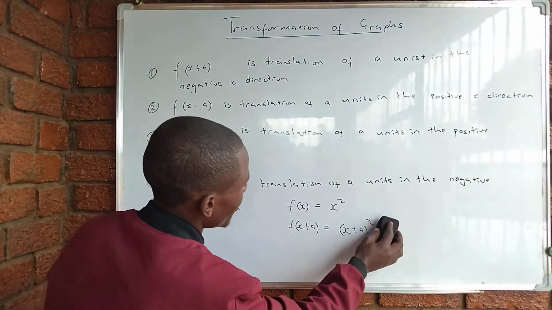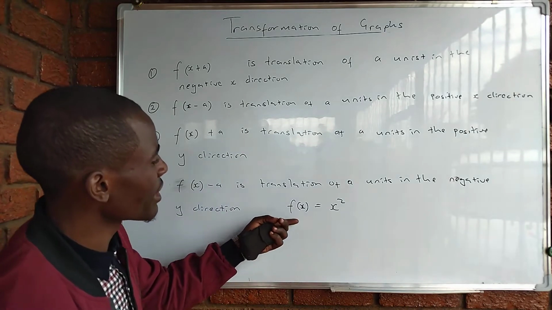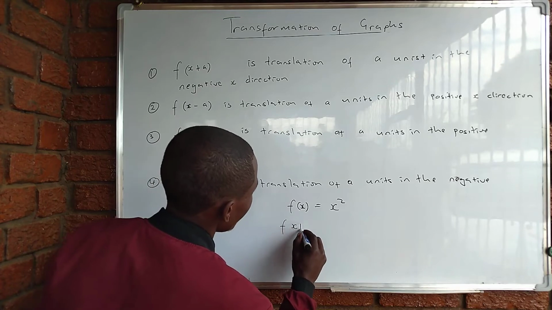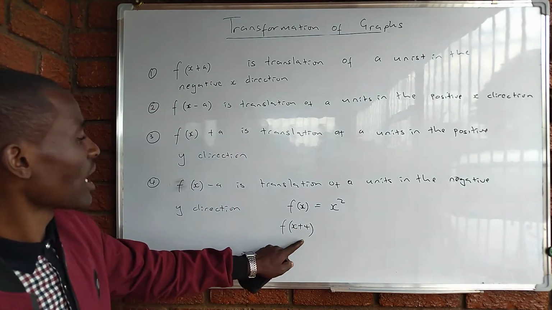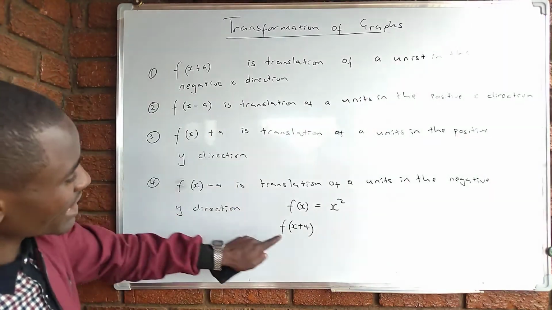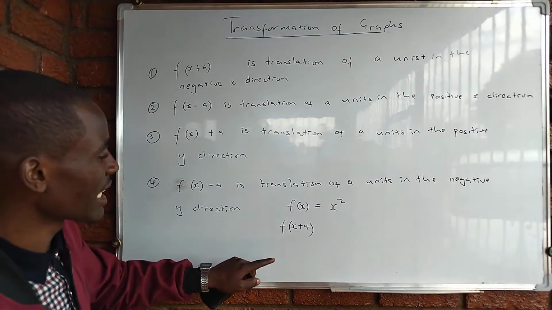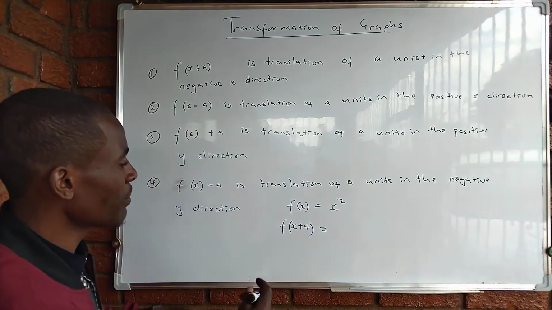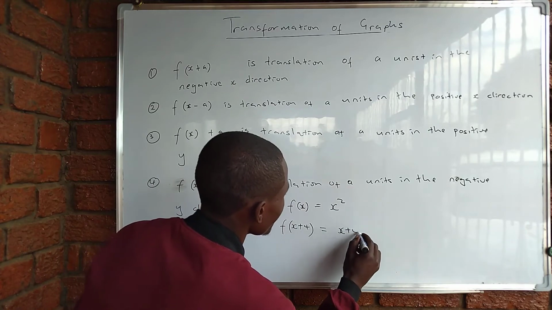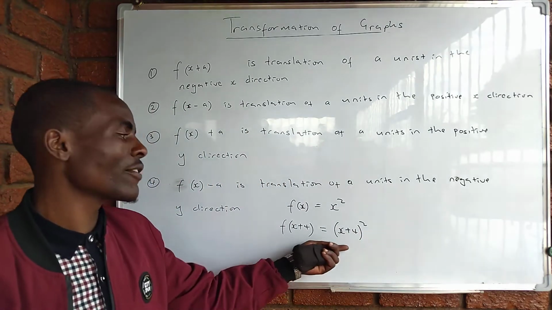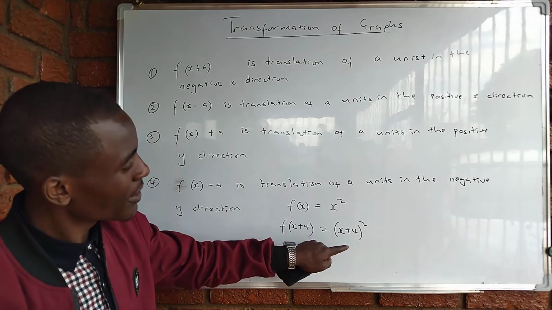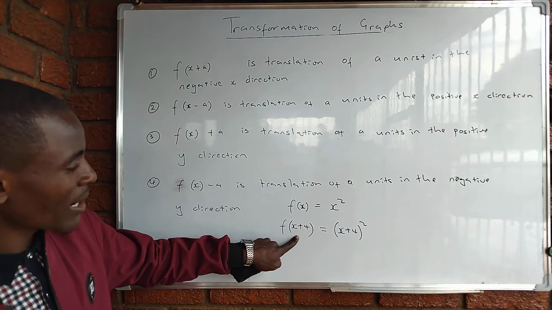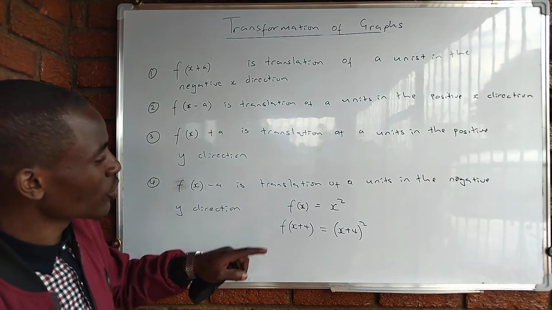For example, given f of x is equal to x squared, sketch the graph of f of x plus 4, right? We know how to describe it, because we saw the transformation is a translation of 4 units in the negative x direction, right? So if we replace x with x plus 4, on the right hand side we replace it by x plus 4, so x plus 4 squared. And this graph you can draw it. It's a translation of 4 units in the negative x direction. So if you are given it like so, you are able to draw it. If you are given it in terms of f, you are also able to draw it, right?